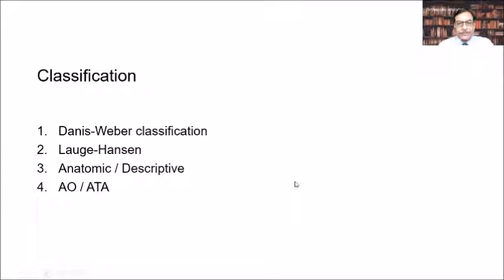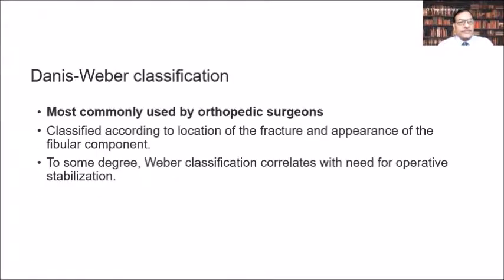We come to the classification. There are usually 4 employed. The most common one I have put in the first one. Danis-Weber is the most important one, and we'll be discussing it. There could be Lauge-Hansen classification. There will be anatomic description, which is usually in day-to-day practice we tell it, and then there is AO-OTA classification.